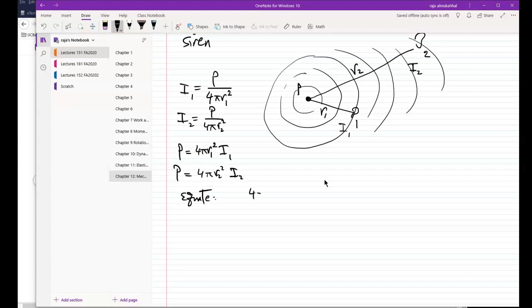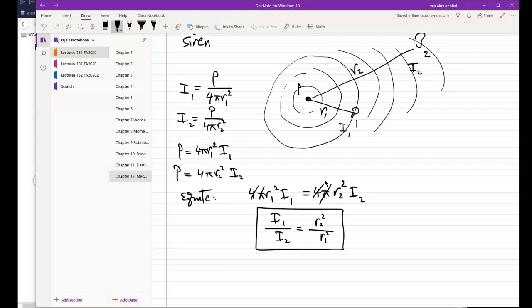So in this case, we're going to have 4 pi R1 squared I1 equal to 4 pi R2 squared I2. The pi's cancel out and the 4's cancel out. And I end up with the following interesting relationship: I1 over I2 equals R2 squared over R1 squared. It's a very interesting relationship that may come in handy later on. Okay? So keep that in mind, write it down somewhere, and we may find it useful at some point.